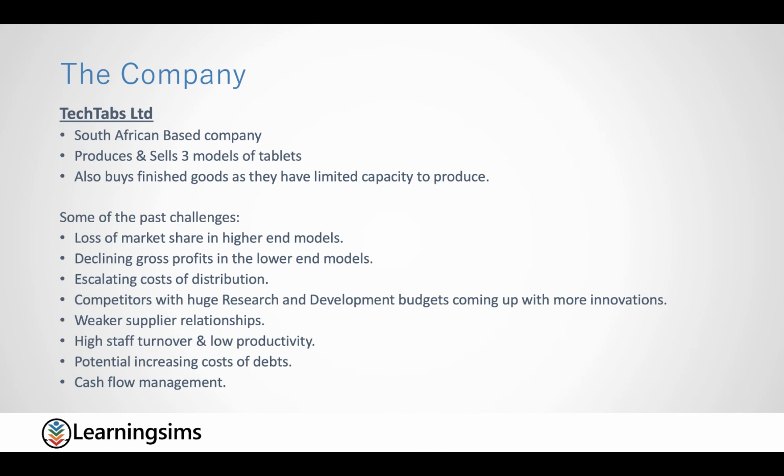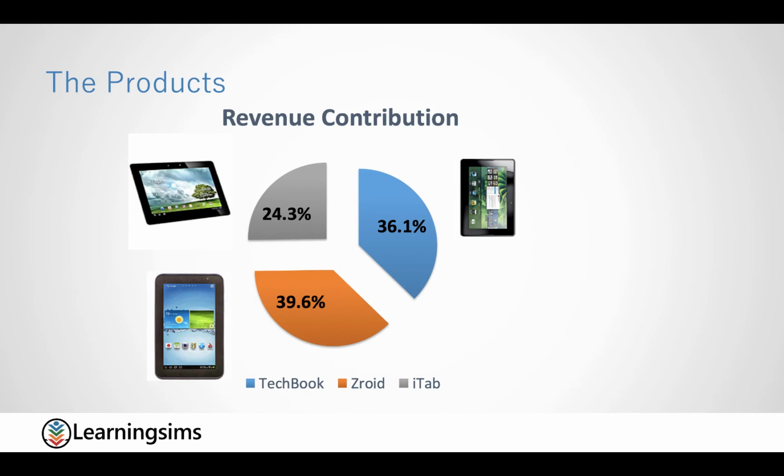The company sells 3 products. You've got the tech book, which is the lower end model. And in the past, it's accounted for 31.6% of your revenue. The mid-end product is the Zeroid. It's accounted for 39.6% of your revenue. And the top-end product is the iTab at 24.3% in revenue contribution. This is based on previous year's revenues and will change as the market moves forward.